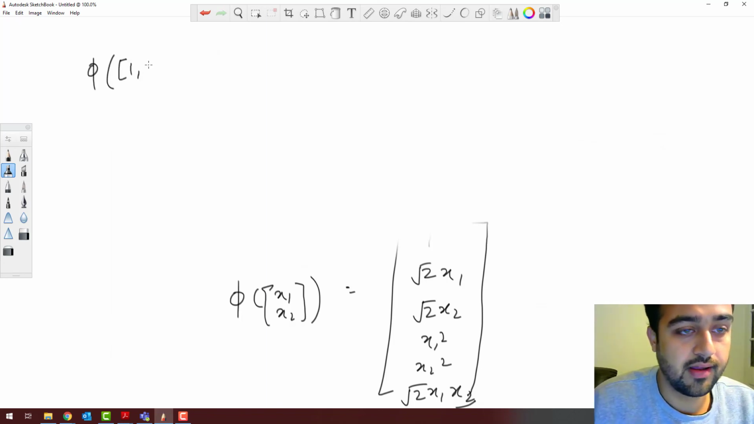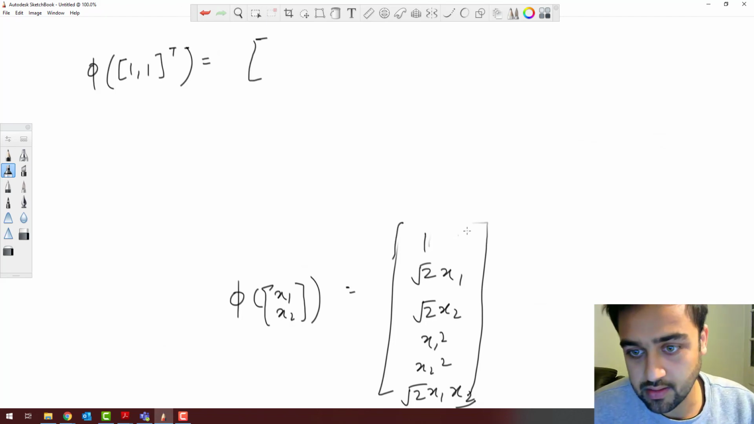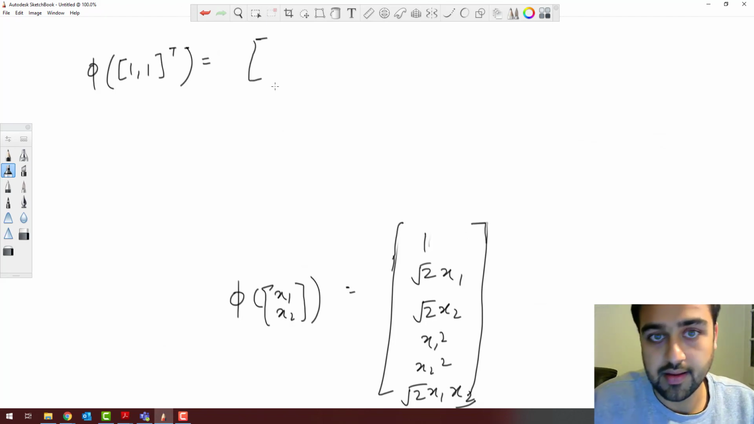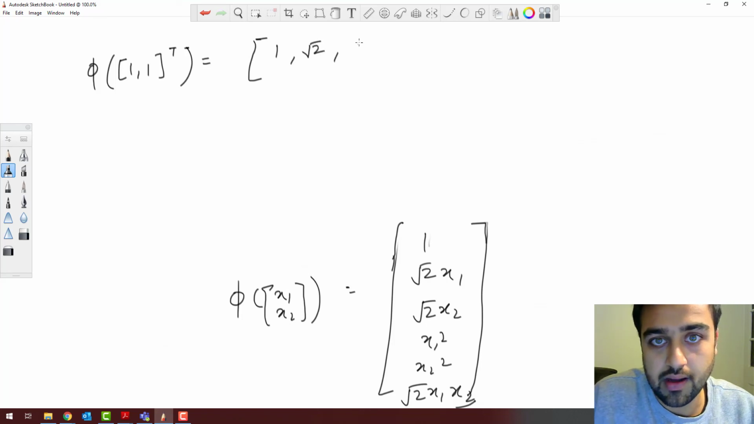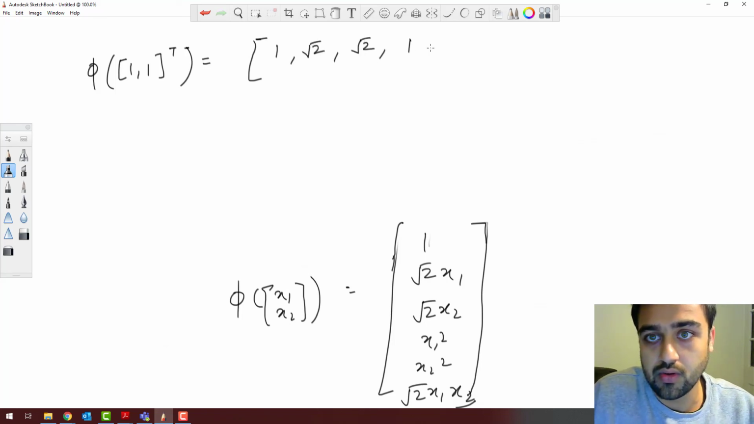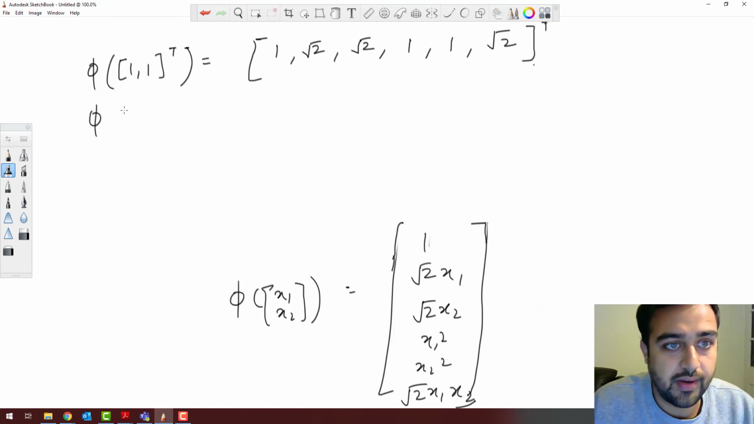So we have, let's say, our first point 1 comma 1. Let's write it as a transpose, because we have a limitation of space. If you replace the values of x1 and x2 in these, you will be left with 1 comma root 2 comma root 2 comma 1 comma 1 comma root 2 transpose. Similarly, we take the second point.